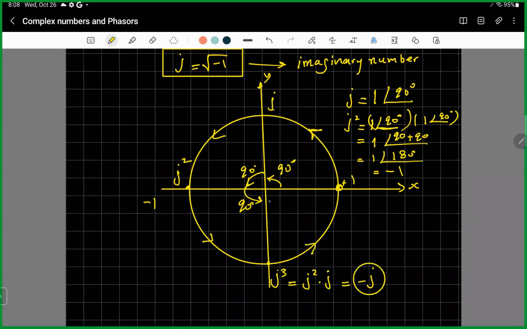And then you have another 90 degrees. So you multiply by another J. So multiply minus J times J. So you get minus J squared. What is J squared? Minus 1. What's minus minus 1? Positive 1. That's right. All right. So does it make sense?